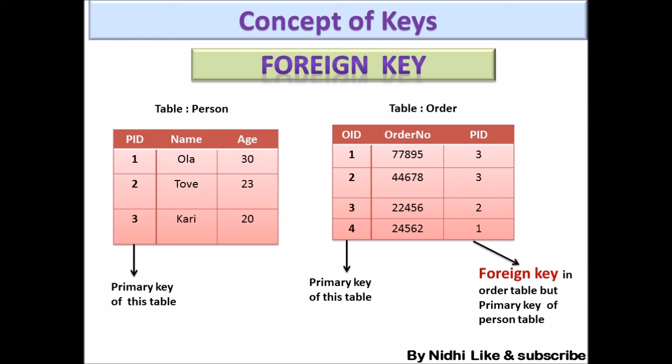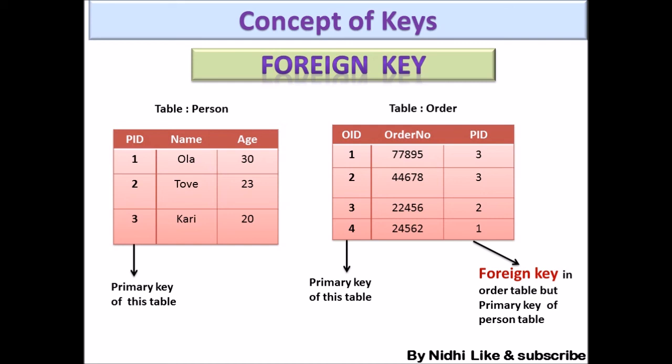Now let's talk about another table, that is the order table. In the order table we are having three columns: order ID, that is OID, order number, and person ID, meaning this person is ordering this item, order number. Here in this order table, we are having order ID as the primary key of the order table, but it also includes a column that is person ID, that is a primary key of another table. It is not the primary key of this table, but it is a primary key of another table.